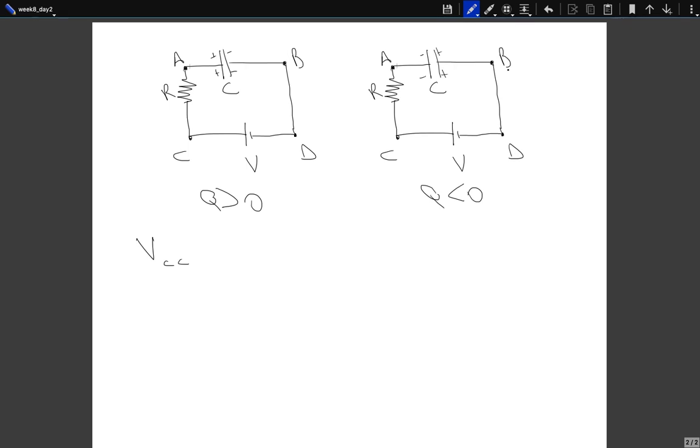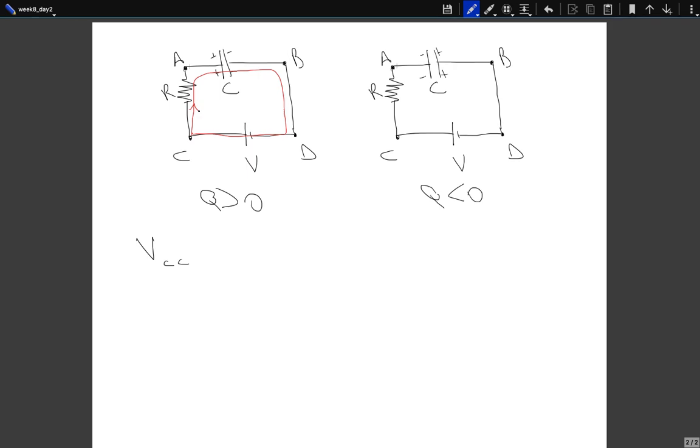If you choose an arbitrary loop, in this case, let's choose such a loop, and you sum the changes in the potential across your loop, then the sum should be 0. That's our second rule. So let's start from the point C.